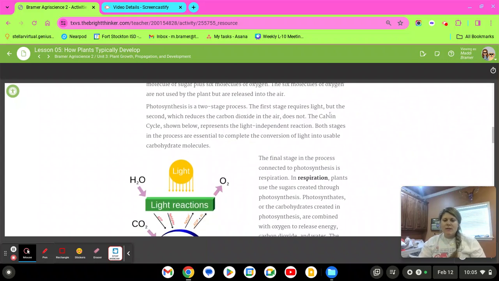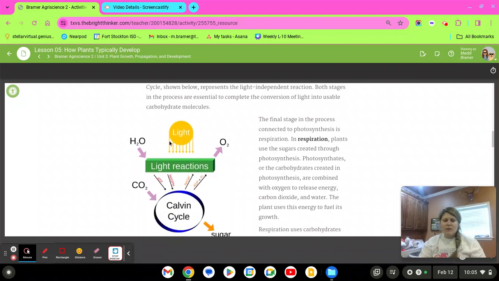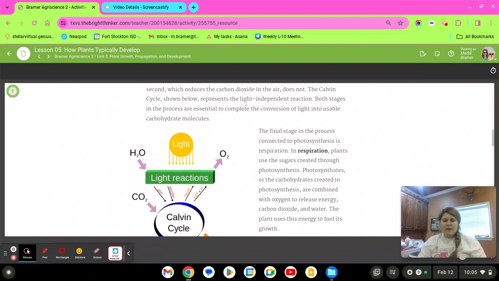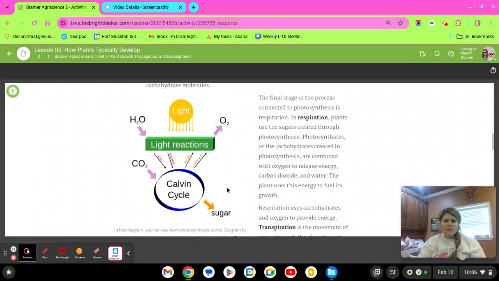It's a 2-stage process. The first is going to require light. The second reduces the carbon dioxide in the air. It requires a process called the Calvin cycle, which is this picture right here. It represents a light independent reaction. Both stages in the process are essential. You can see right here, it takes the light, water, light reactions, carbon dioxide into it. And it's going to develop sugar for the plant to eat. That's the energy. And it releases the oxygen.